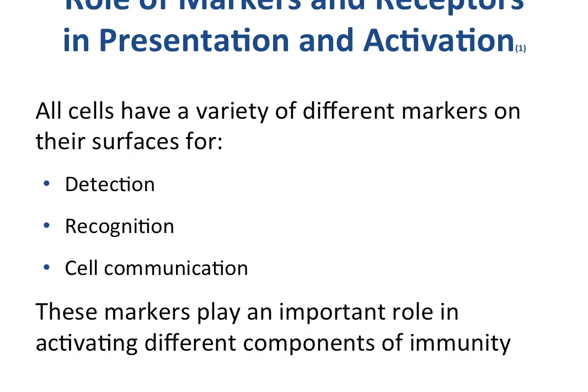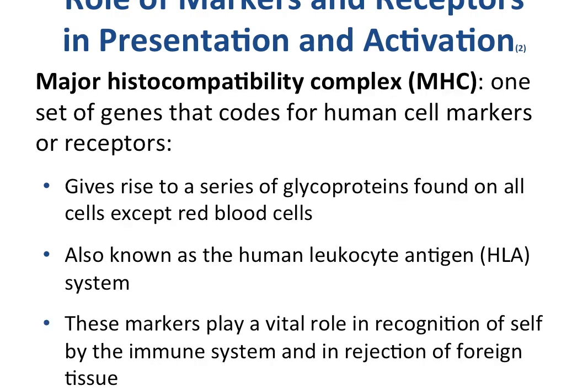So we have three types of antigen presentation cells. All the cells actually have different markers. These markers can be used for detection, recognition, and cell communication. So these markers are very important for immunity.